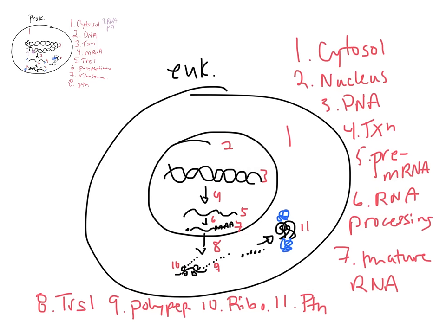Just like in the prokaryotes, we could be specific here about what molecule is involved in doing the transcription. That would be number 12. 12 would be RNA polymerase. So you can see in this case of eukaryotes, the transcription and processing happens in the nucleus, where the translation and then the protein processing happens in the cytosol.